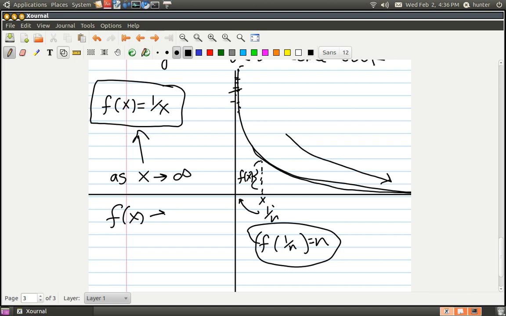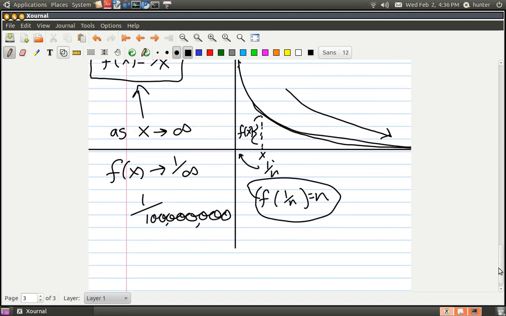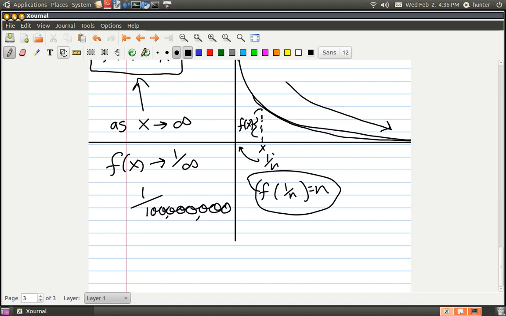As x goes to infinity, f of x is going to go to, what, it's like 1 over infinity or something. So I don't know what that means, but I can imagine what 1 over a really huge number would look like. What is that going to be like? So, like, what is this? I just wrote 100 million. It's kind of like infinity. It's really close to 0, right?